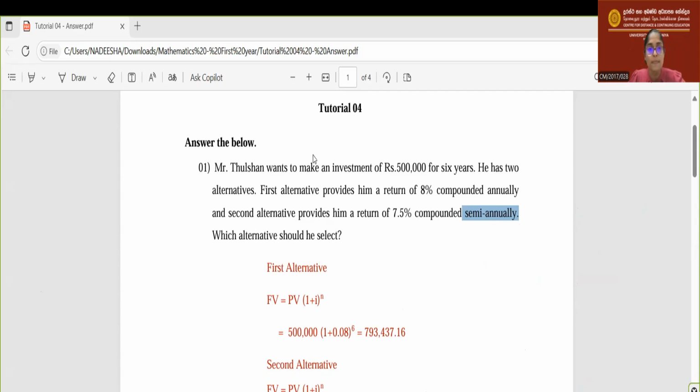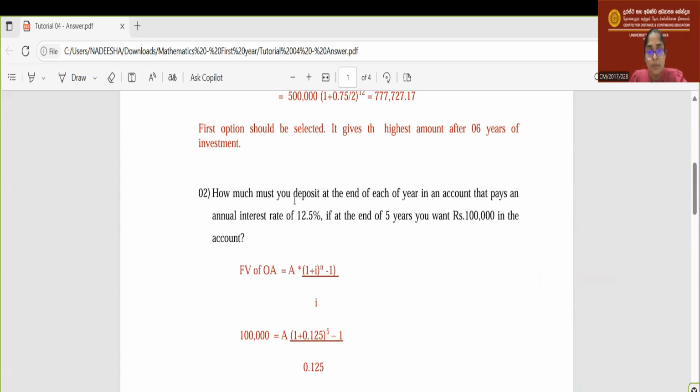The second one: how much must you deposit at the end of each year in an account that pays an annual interest rate of 12.5%, if at the end of 5 years you want rupees 100,000 in the account? Here you can see the end term is there, the ordinary annuity thing. It's directly given in the question, as in the example, right?